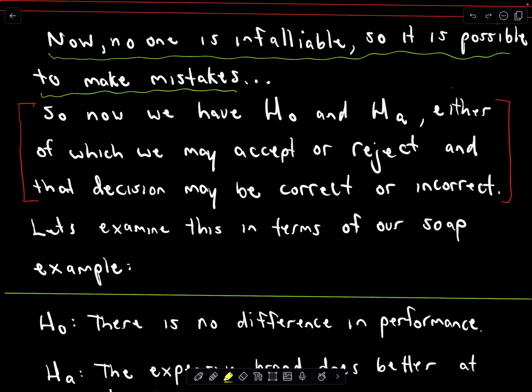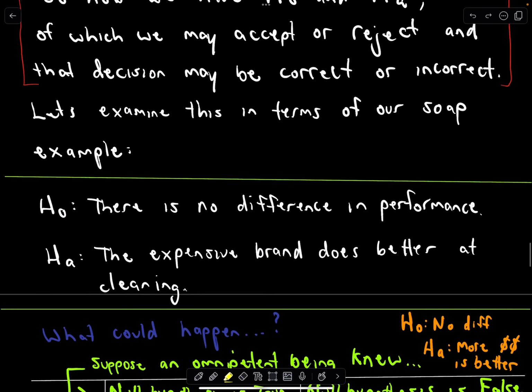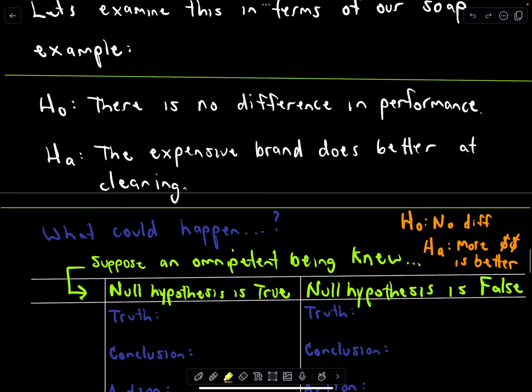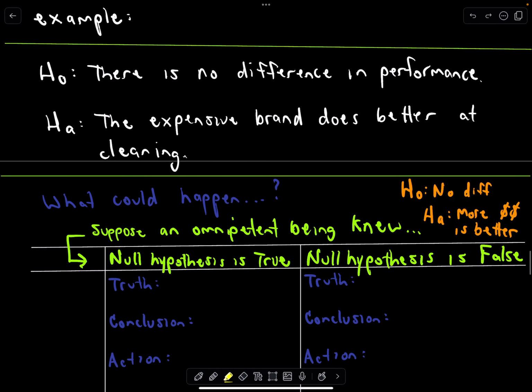Now, based on that evidence, because we're taking a sample, this is the important part, we can't usually look at every item under consideration. So we're going to take a sample in general. And when we arrive at that decision, there is no difference between the brands, or the expensive brand is better, that decision may be correct or it may not be correct. Either we've done a good job or we've chosen poorly.